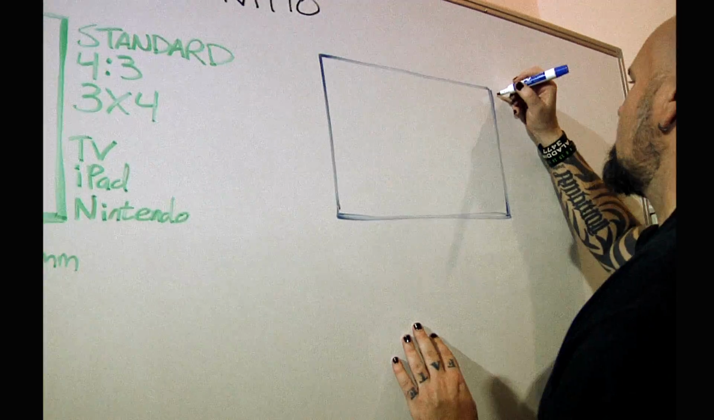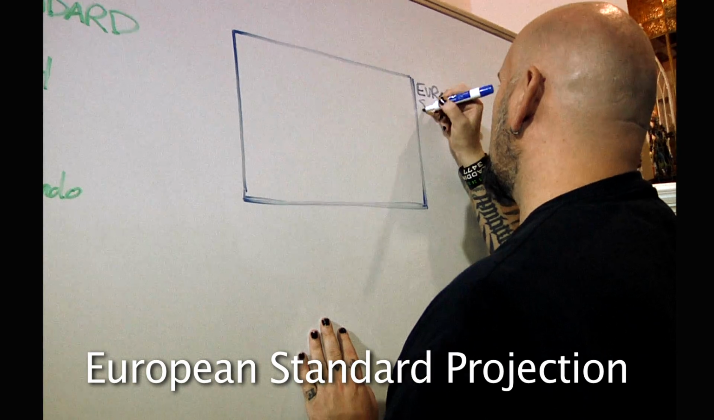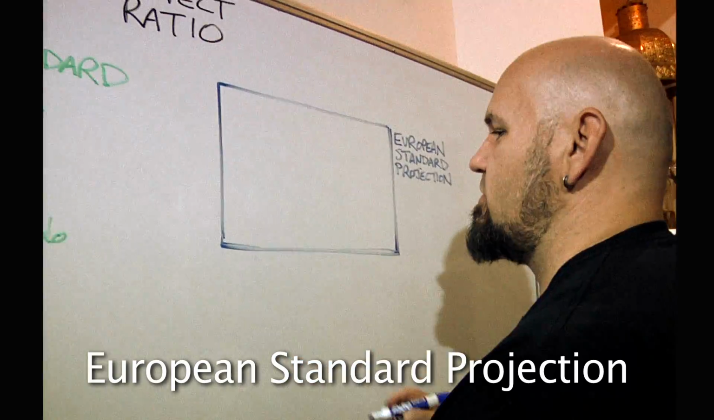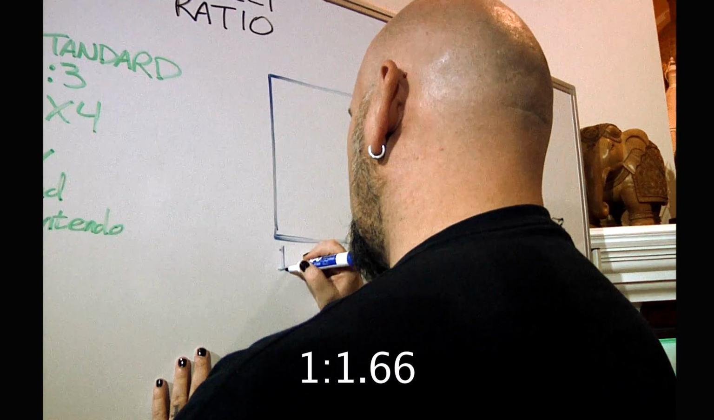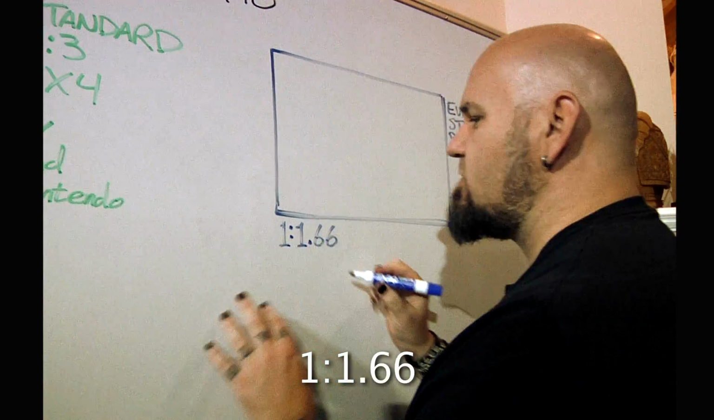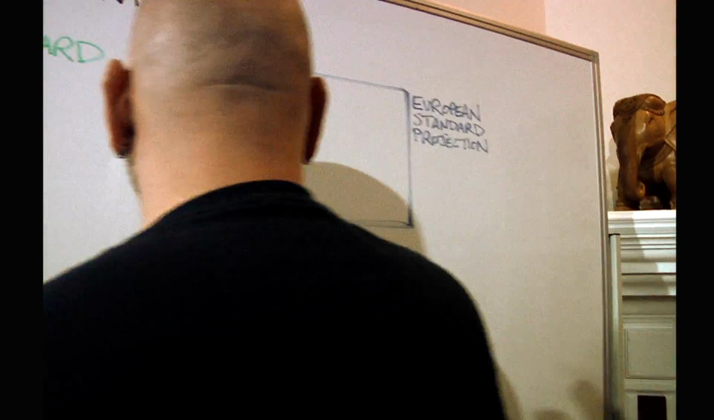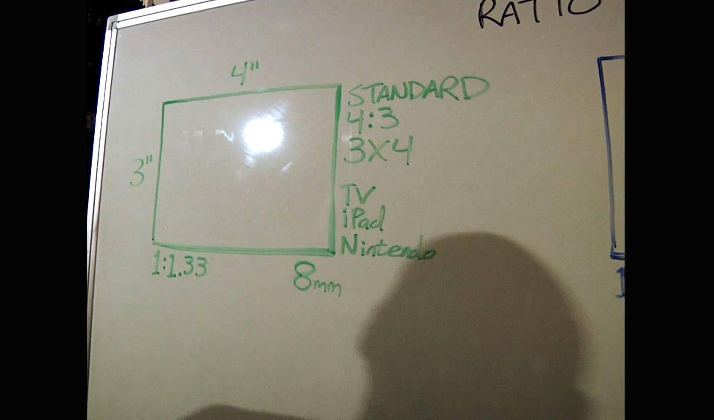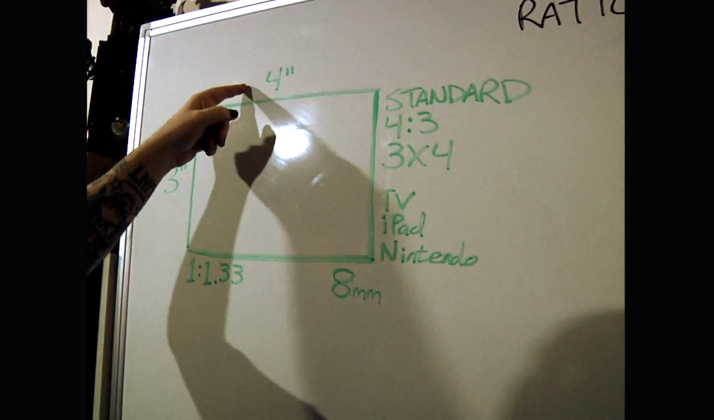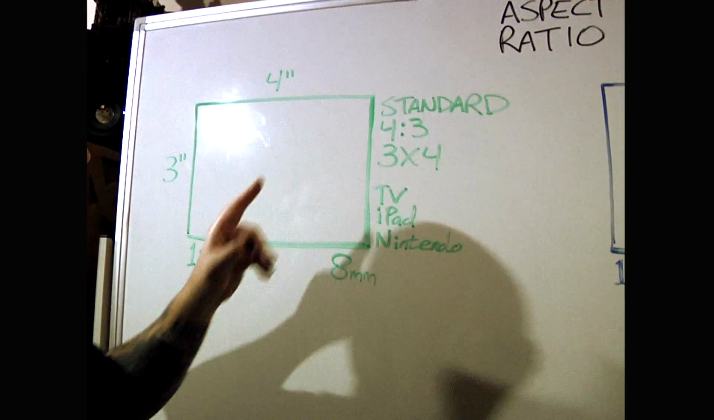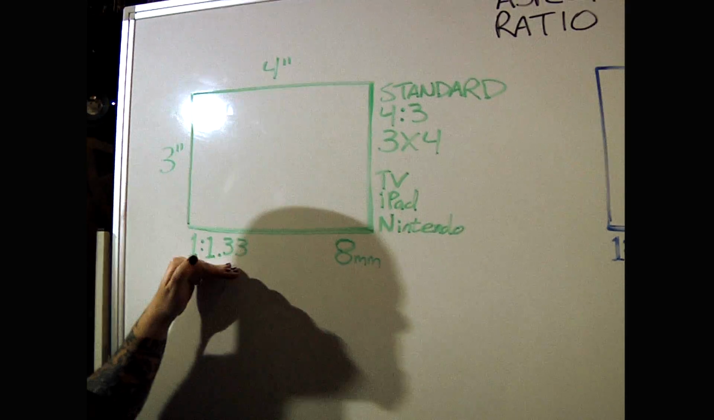This one is called European Standard Projection. The official aspect ratio for European Standard Projection is 1:1.66. What this means, by the way, in case you're curious, right here with standard definition aspect ratio, you'll notice that this is 3:4. What that means is it's 3 parts tall for 4 parts wide.